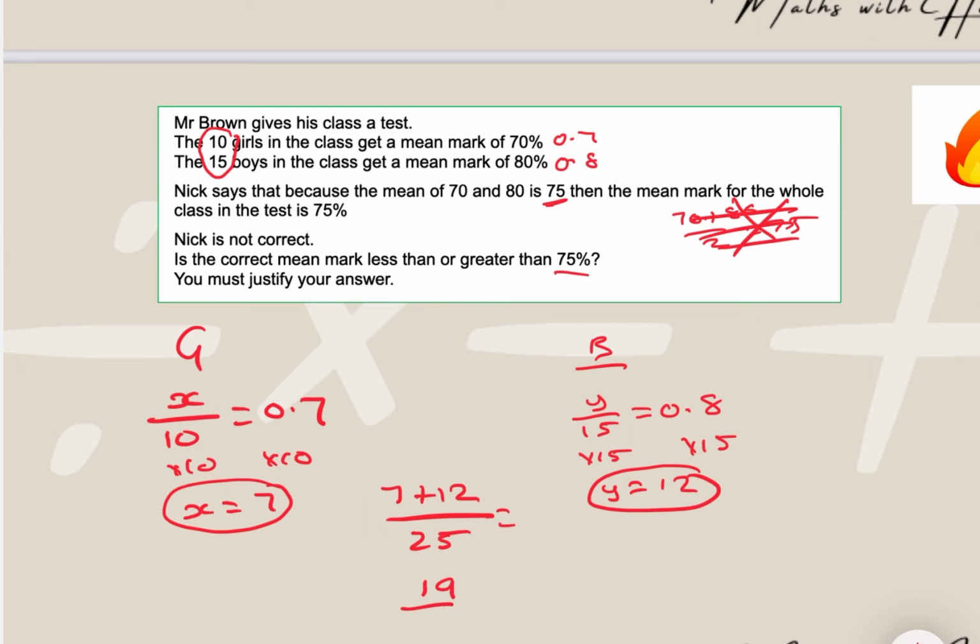So 19 divided by 25, if you're writing it as a decimal, is 0.76, but that should translate to 76%. So that means for this class, it was greater than 75 by 1%. And that was just looking at the mean in a little bit more detail in different contexts. So the mean is we add them all up and divide by how many we have.